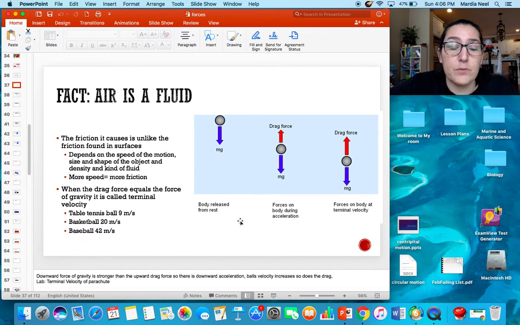A lot of times things won't reach terminal velocity because they're not high enough above the earth or they're not falling a far enough distance to reach terminal velocity, but this is something that skydivers and things can definitely reach. So here's some different terminal velocities. A table tennis ball, it's like a ping pong ball, its terminal velocity is 9 meters a second. Basketball is 20 meters a second. A baseball is 42 meters a second. So you can see how the size and shapes and weights of those different balls affect their terminal velocities.